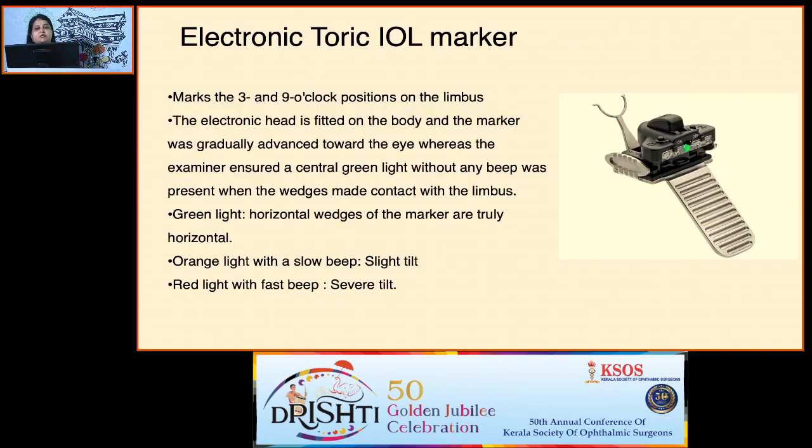This is another instrument, an electronic toric marker. It marks the 3 and 9 position on the limbus. The electronic head is fitted on the body, and the marker is gradually moved towards the eye. It has a flat handle, so it gives more stability while marking. The green light indicates that the horizontal wedges on the marker are truly horizontal, the orange light with a slow beat indicates that it is slightly tilted, and the red light with a fast beat shows that it has a severe tilt.